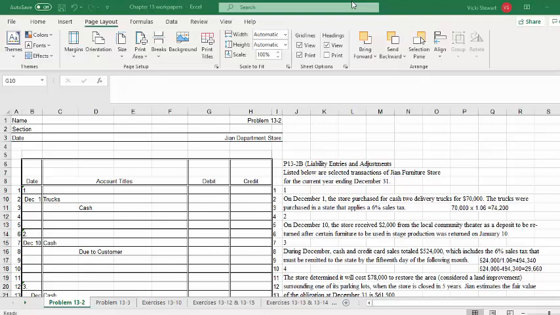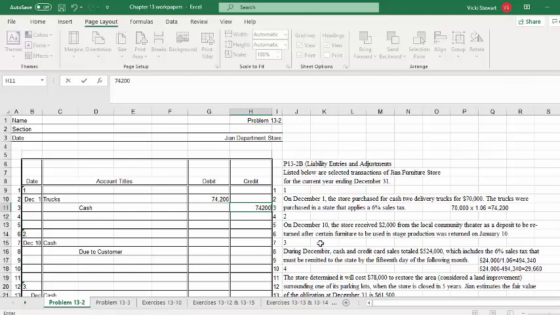The trucks were purchased in a state that applies a 6% sales tax. So we would record the trucks at the amount we paid for them, including the sales tax. So 70,000 times 1.06 would equal $74,200, and that is what we would debit trucks for and credit cash for the same amount.